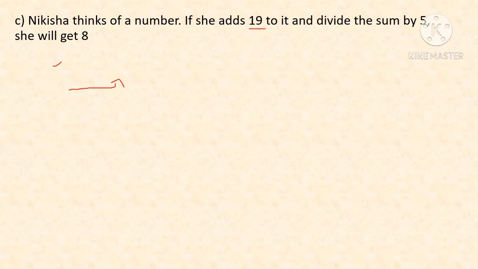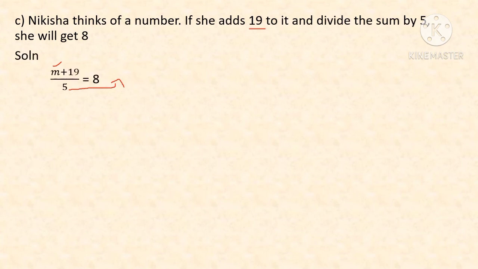So we are going to take that number as a variable. Here we are taking that as m. You can use any variable. So I am taking m here. If she adds 19 to it, that number is m. To that number she was adding 19. So m plus 19. And divide the sum by 5. So m plus 19 divided by 5. She'll get 8. So equal to 8.